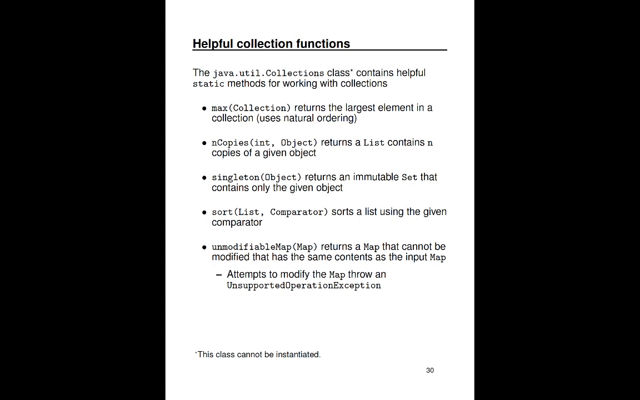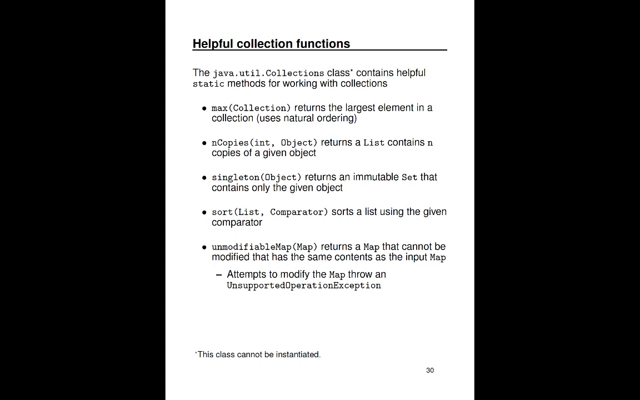Another important class in the Collections API is java.util.Collections. This is Collections with an S on the end, it's plural. And this has a bunch of static methods that are helpful for working with collections. And notice that if you look at the API documentation for this, you cannot instantiate this Collections class. It's got a private constructor because all it has is a bunch of functions on it, right? It's like the Math class. It's not a class that is meant to be instantiated. It's a class that holds a bunch of functions.